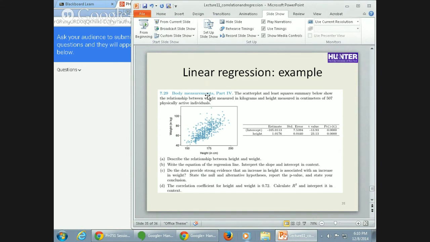So this is a data set of body measurements of weight in kilograms and height in centimeters of 507 individuals, plotted as a scatter plot. So we're using height as the X predictor variable and weight as the Y response variable. Doesn't really matter which way you do it. But let's just talk through these questions. Describe the relationship between height and weight. Can anyone describe it for me? It's positively associated. Yep.